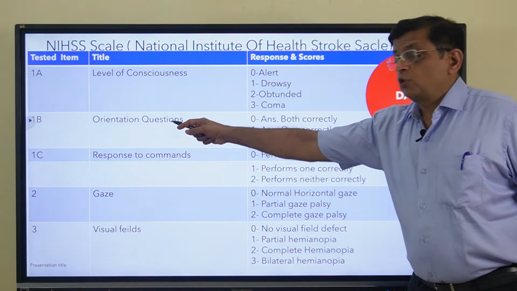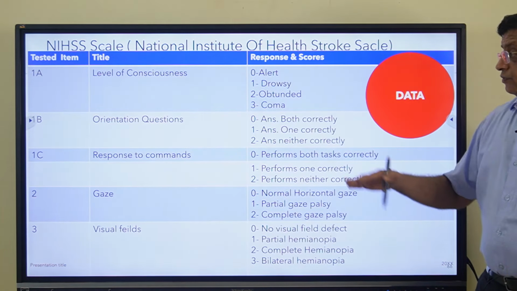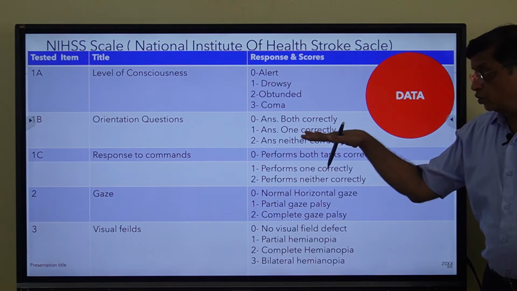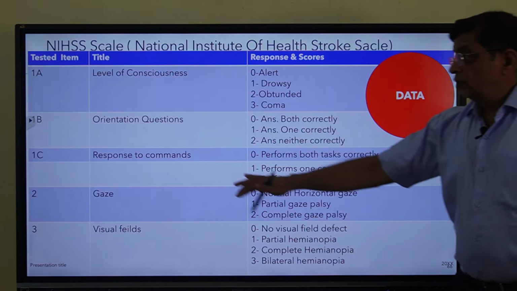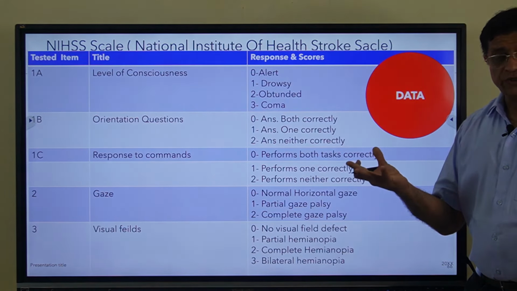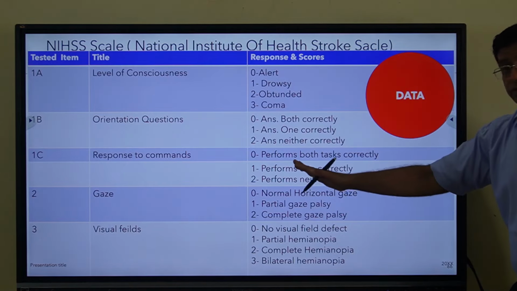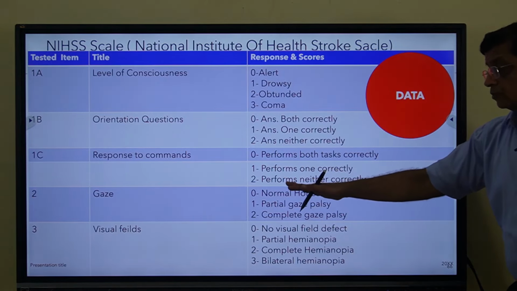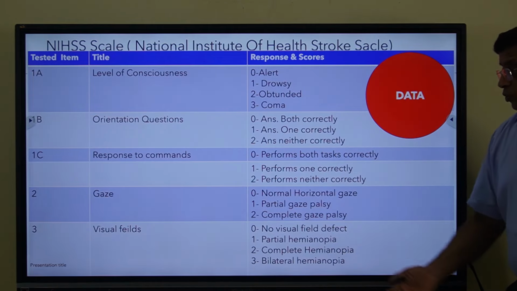You have to ask some orientation questions, like what is the age and what is the month. If the patient answers both correctly, you get 0 points. If the patient answers neither, 2 points. Then response to commands: you ask the patient to close and open the eyes, and close and open the fist. If the patient cannot perform either, 2 points. If the patient performs both correctly, 0 points.